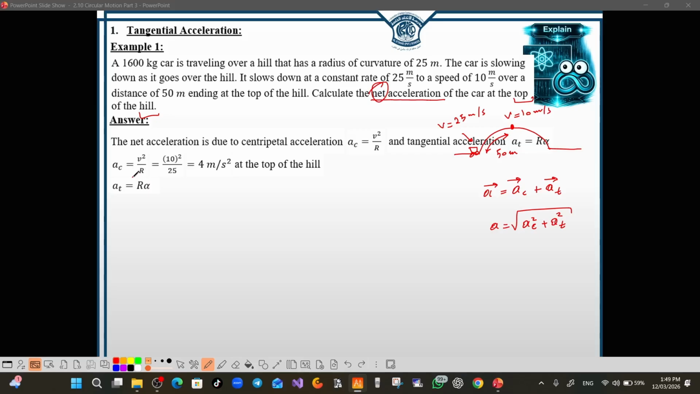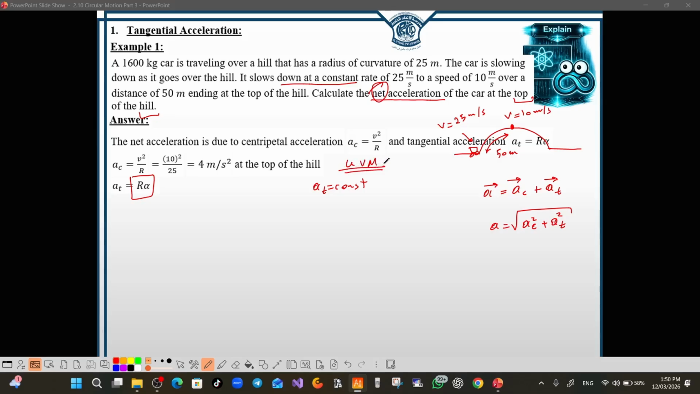We can use the angular kinematics to find the alpha, and then we plug it inside this equation to find the tangential acceleration. And this is what I'm going to explain in a moment. However, we have different paths to find that tangential acceleration. Now, since the acceleration is constant, we are slowing down at a constant rate. Then the tangential acceleration is constant, and the type of motion in this case is uniformly varied motion.